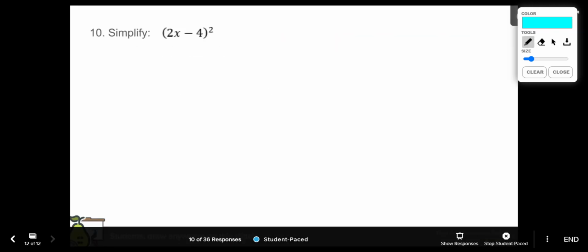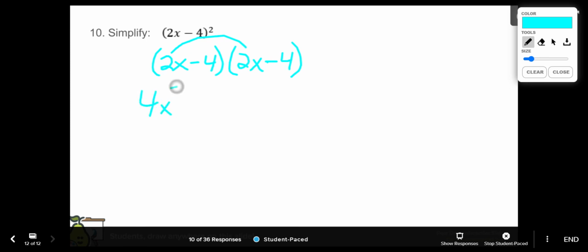All right, and the last one, 2x minus 4 squared. Anything squared means you write it 2 times. So you have 2x minus 4 and 2x minus 4. I'm going to distribute. 2x times 2x gives me 4x squared. 2x times negative 4, it's going to be negative. 2 times 4 is 8, and we have that 1x. Now I have negative 4 times 2x, it's going to be negative. 4 times 2 is 8, and that 1x. And negative 4 times negative 4, that's positive 16.